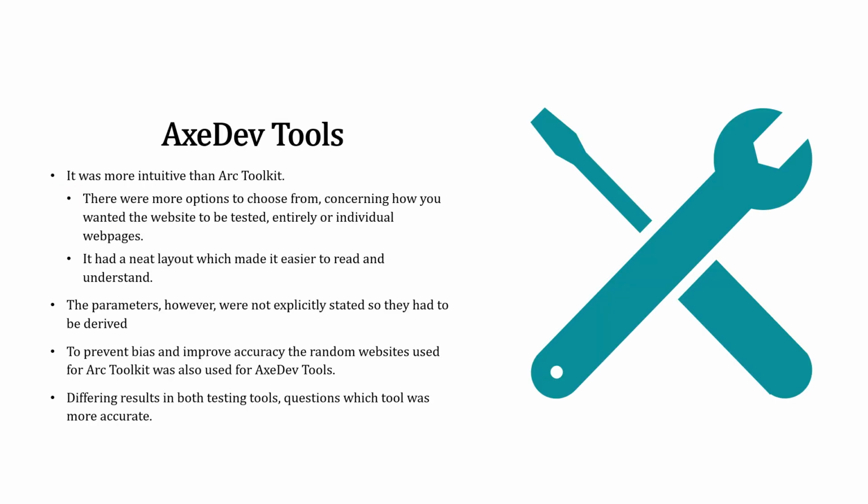AxDev tools was more intuitive than the R toolkit. There are more options to choose from concerning how you wanted the web page to be tested, individually or entirely, and a neat layout. Parameters, however, are not explicitly stated, so you have to derive them. Again, to prevent bias and improve accuracy, the same websites were used, and the different results in both sets would raise questions concerning the validity of the websites and the tools themselves.